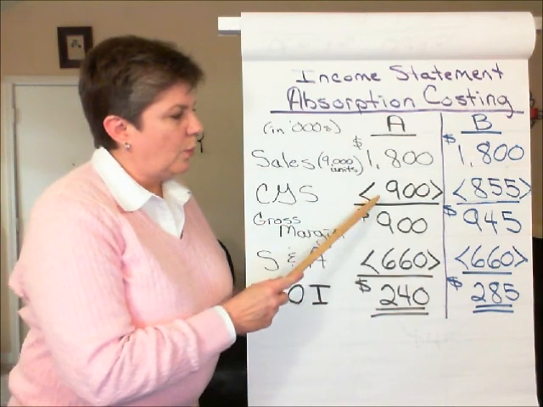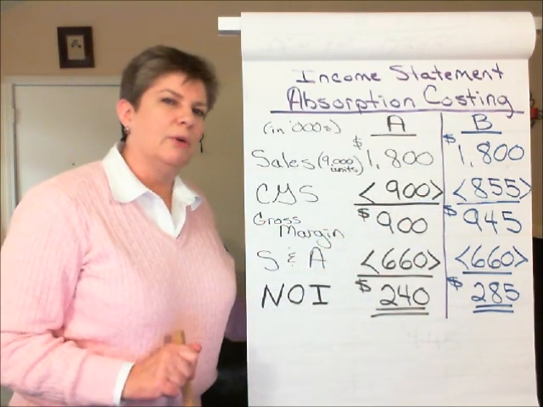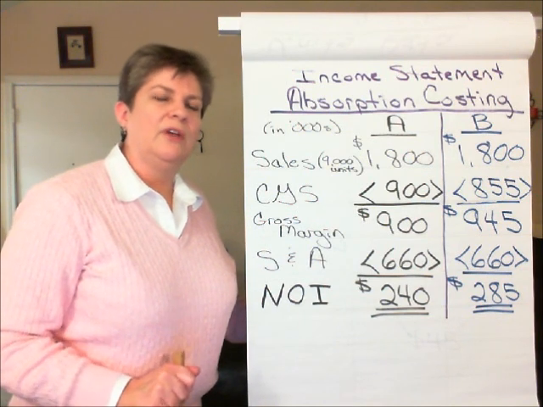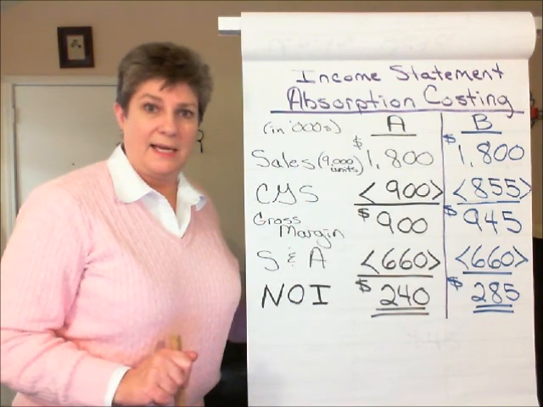To figure out where this difference came from, the first thing we need to do is determine how we calculate product cost per unit under absorption costing. And that's what we'll be doing in the next video.